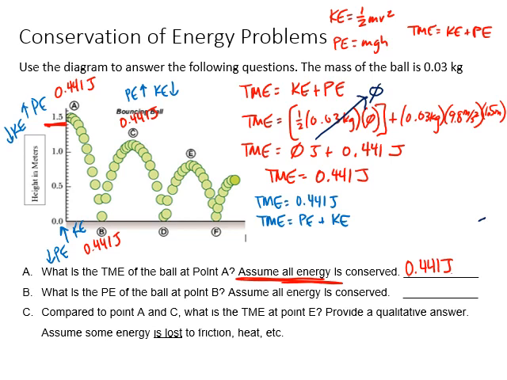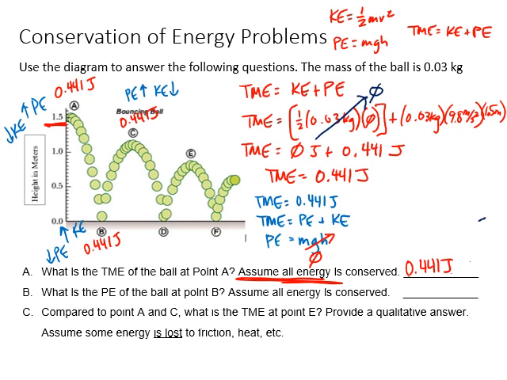With point B, we are at the lowest point. So our potential energy should be very low. Again, if you think about what the formula is, potential energy equals mass times gravity times height. Well, what is the height at point B? The height at point B is 0. If the height at point B is 0, that means this entire potential energy term is going to be 0 because anything multiplied by 0 is 0.